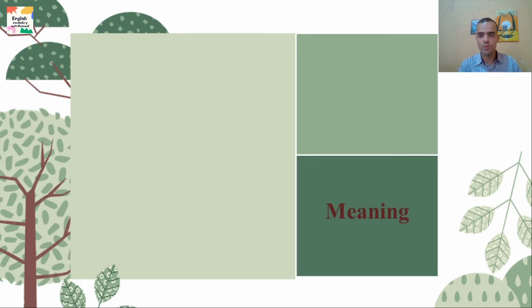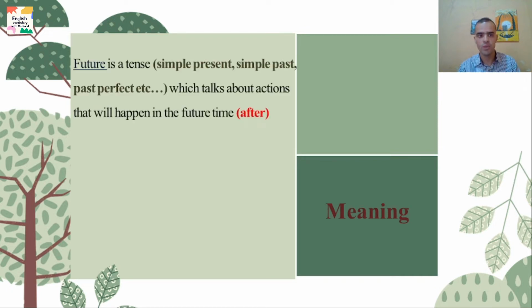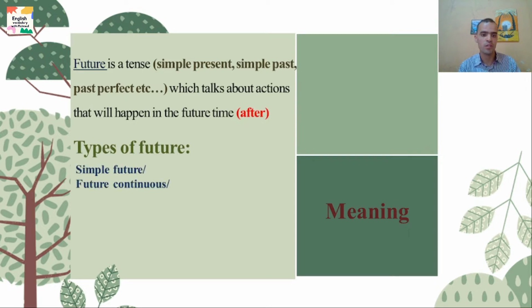So we're still with the meaning, of course, and we will see what is future. So future is a tense like simple present, simple past, past perfect, etc., which talks about actions that will happen in the future time, that is after. So any action or any event that will happen in the future time is called future. And we have many types of future: simple future, future continuous, future perfect, and also future perfect continuous. And we call these in English tenses.